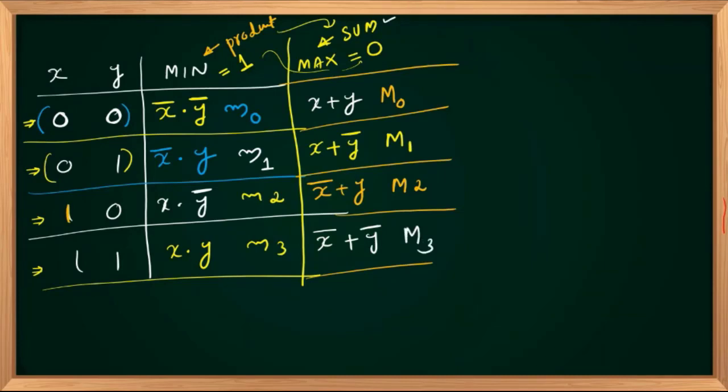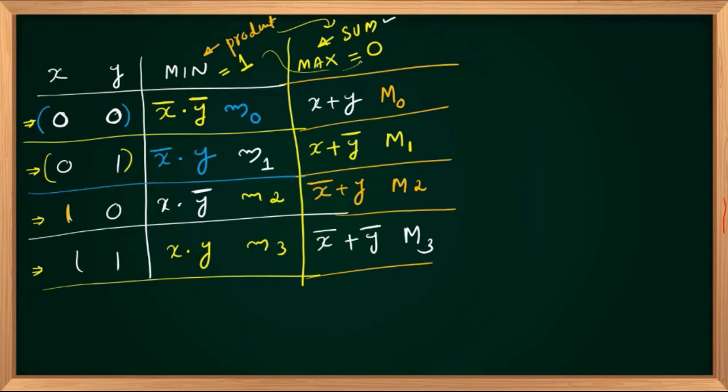So in a system with 4 possible combinations, we have a maximum of 4 minterms, and the maximum number of max terms is also 4. It is 2 power the number of variables. With 2 variables, 2 power 2 is 4. So a maximum of 4 minterms and max terms are possible using 2 variables.